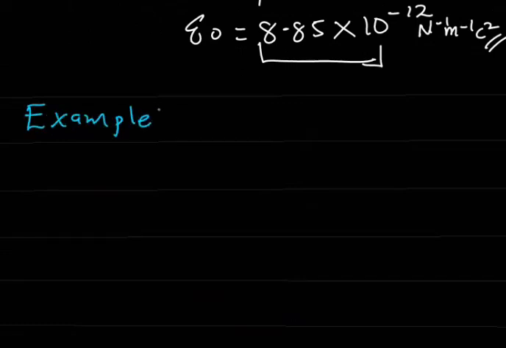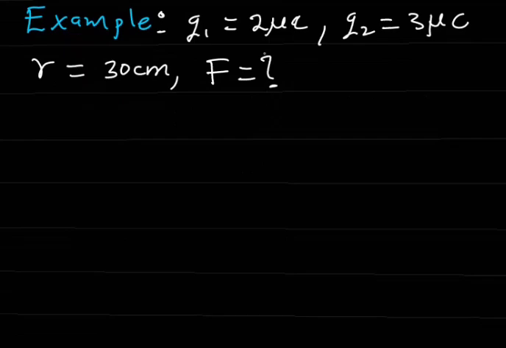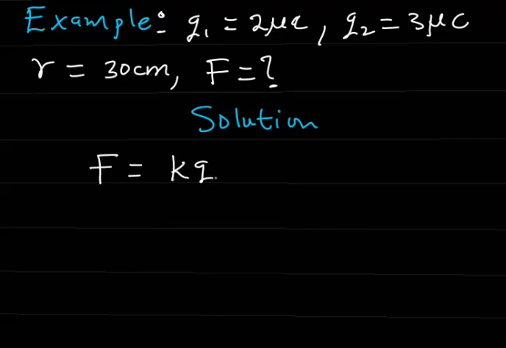Let's say you are given two charges. Q1 is 2 microcoulombs. Q2 is 3 microcoulombs, and the distance between the two charges is, let's say, 30 cm. You have to calculate the electric force. So, solution. Here we go. We apply the formula KQ1Q2 all over R square.